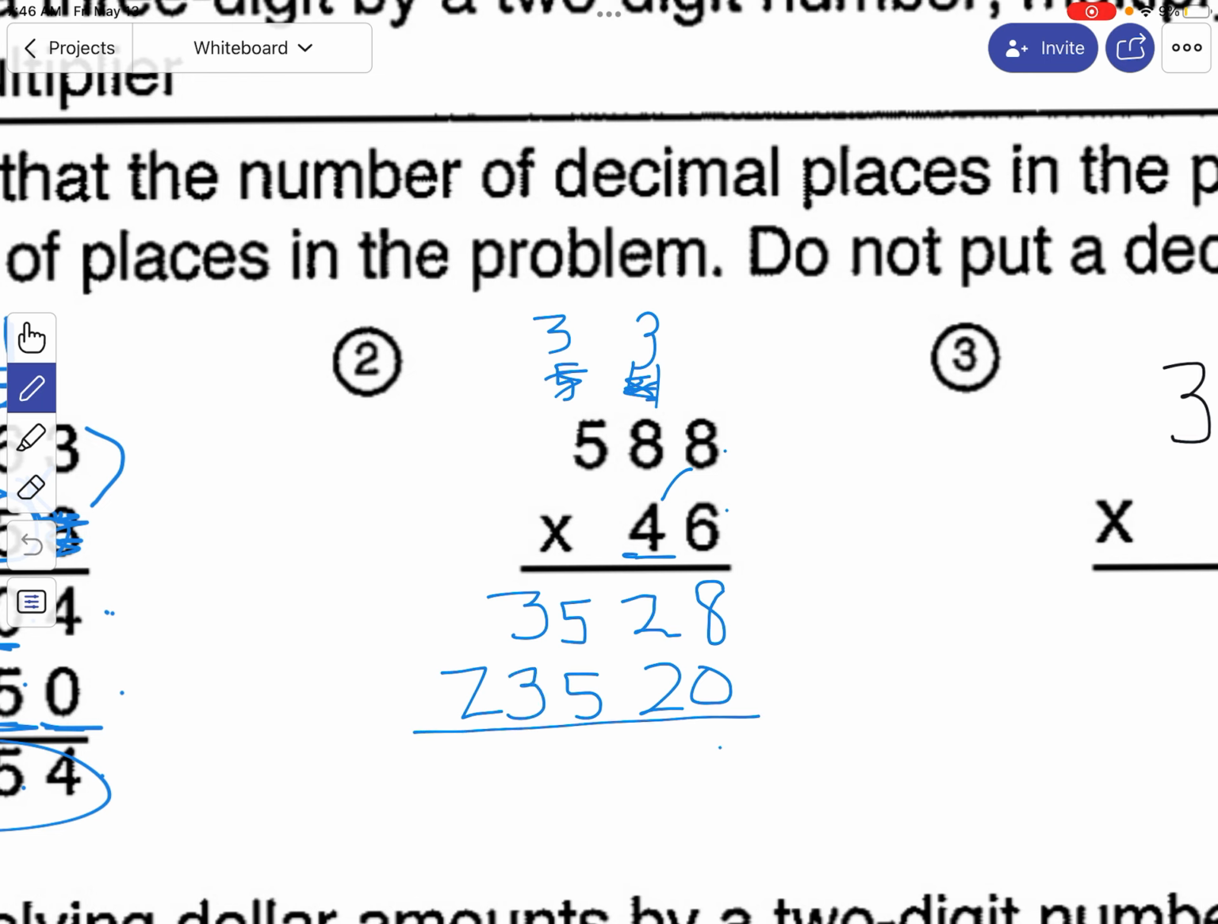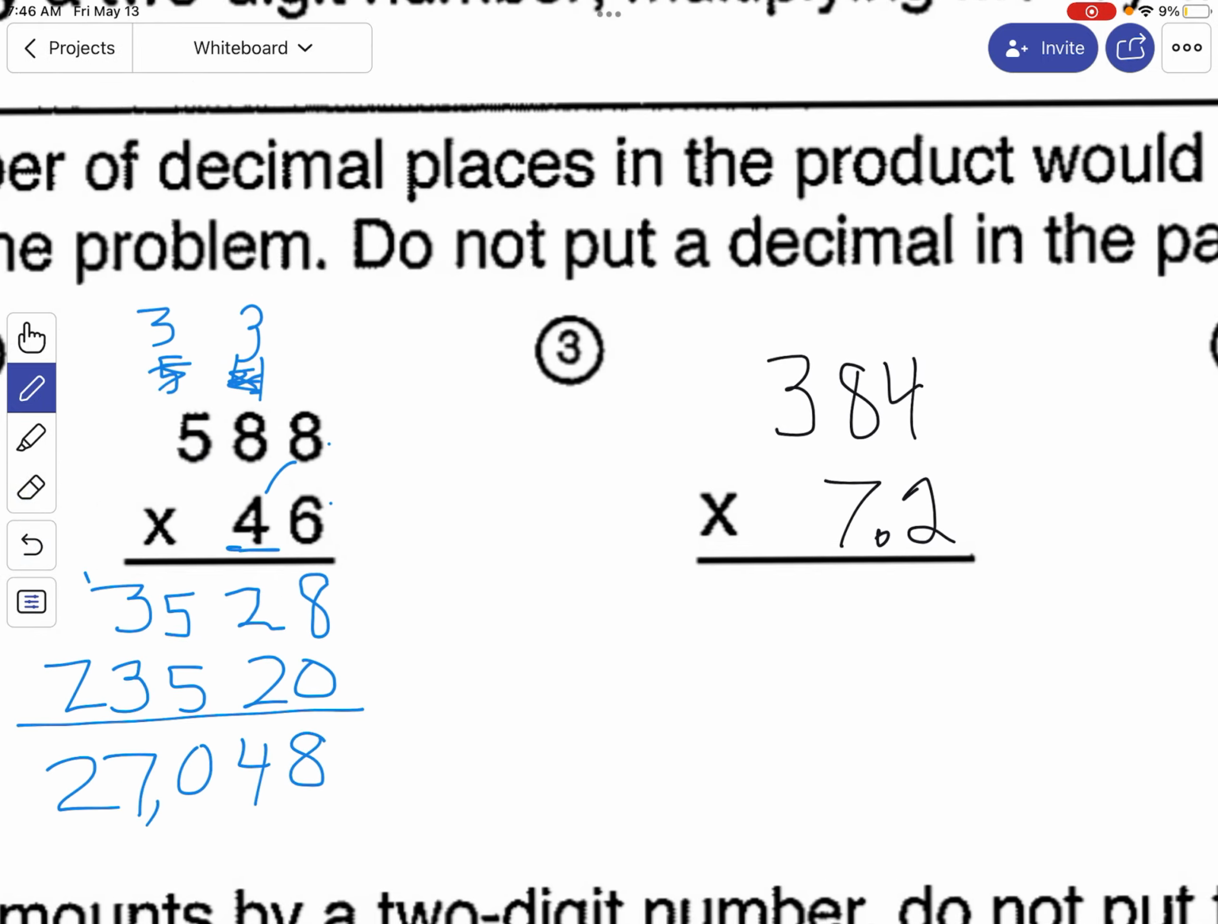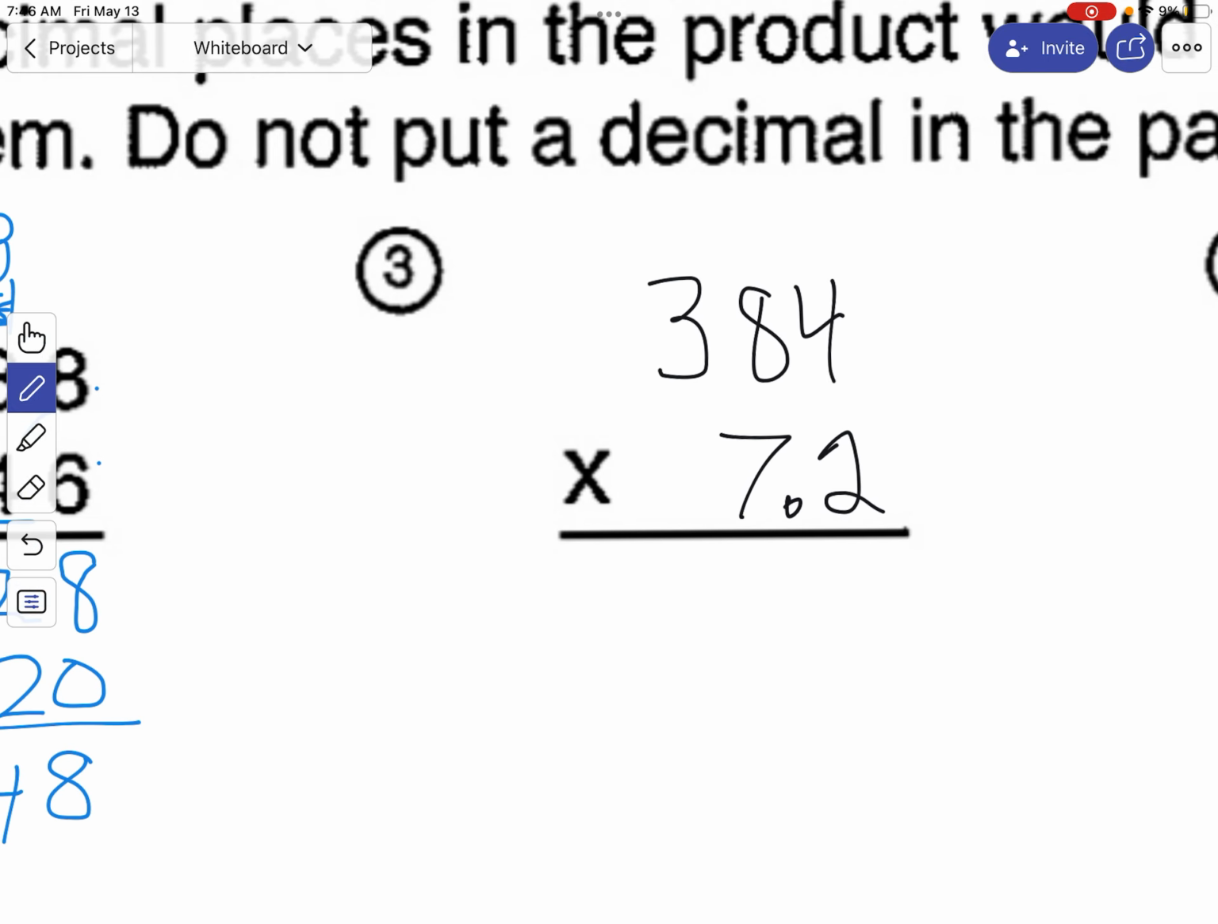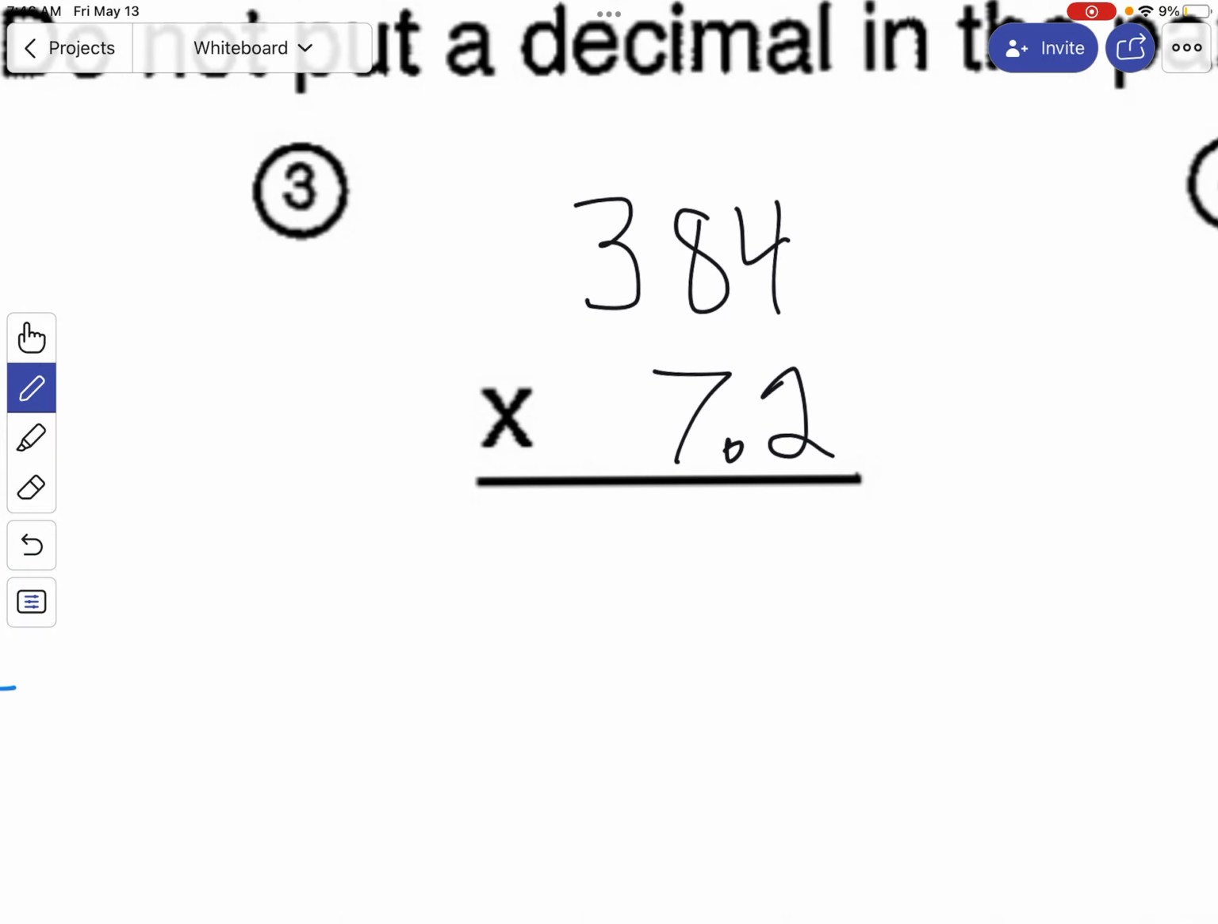And add 8, 4, 10, regroup with the 1, 7, and 2. Put a comma in there to make it a little bit more clear. 27,048. I hope that was easy for you because now you're going to try one on your own. Watch out. There's a decimal point in this one. Okay. Pause the video. Try number 3 and then turn it back on when you have the answer.